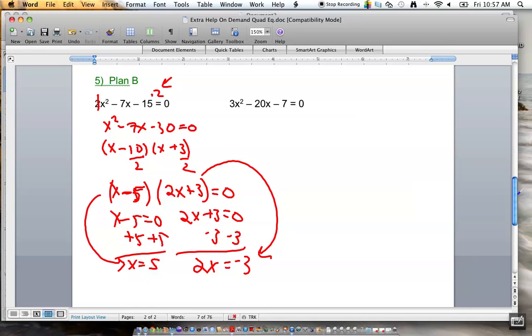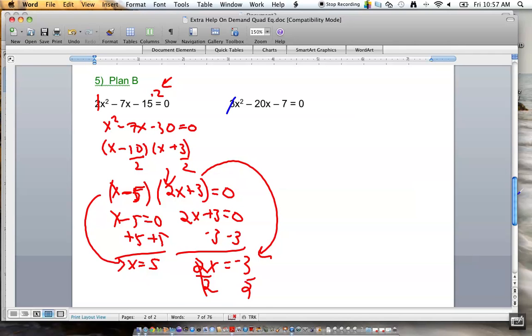The problem is there's 2 in the front here. You have to divide by 2. So don't just turn around and switch the signs. Always work it all the way through. In this case, I get x equals 5 and x equals negative 3 halves. Notice again, quadratic, 2 completely different answers.